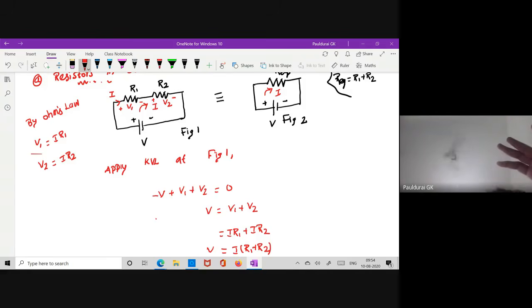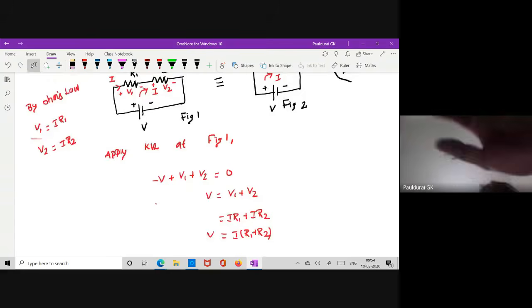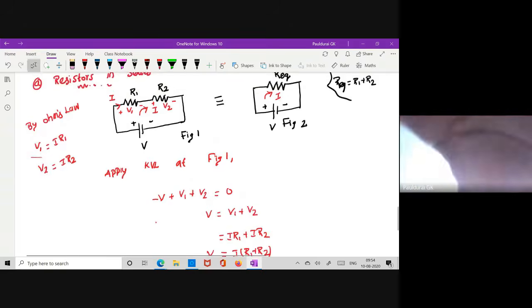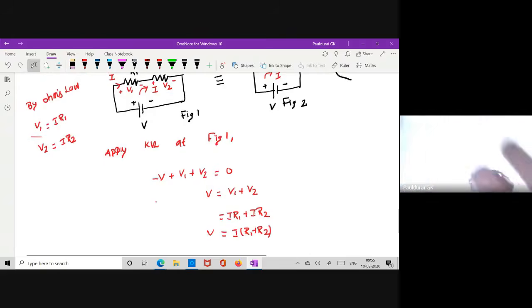Simply I applied KVL, then you know the Ohm's law. So we found V equal to I times R1 plus R2. This is from figure 1. Now coming to figure 2. Here actually I want to know V, right?